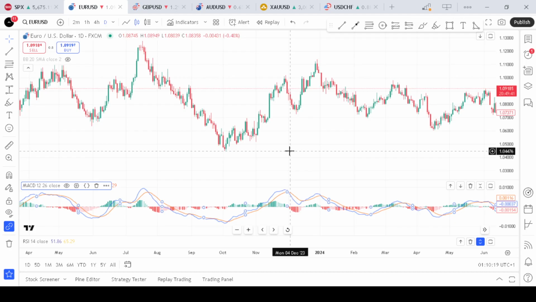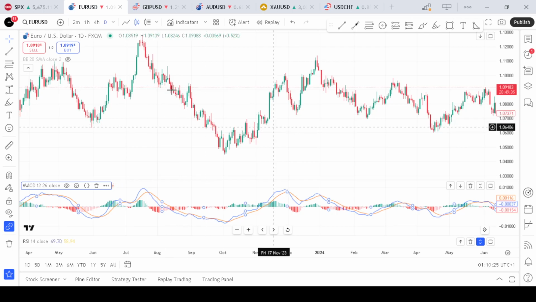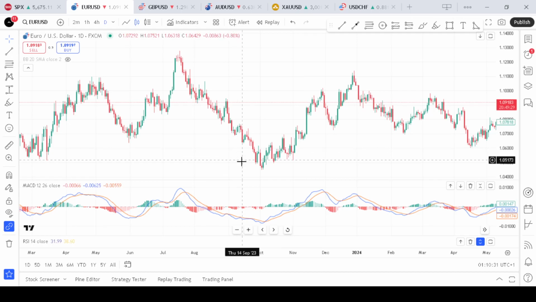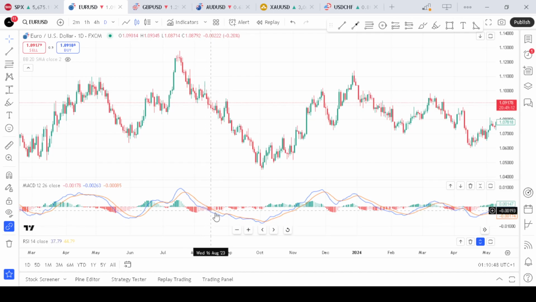So let's see a step-by-step guide on how to use the MACD for our trading strategy. We first of all start by analyzing the overall trend, and we begin by analyzing the MACD line relative to the zero line. The zero line is this particular straight line between the upside histogram and the downside histogram. When the MACD line is above the zero line, it signals an uptrend. When it's below the zero line, it signifies a downtrend.